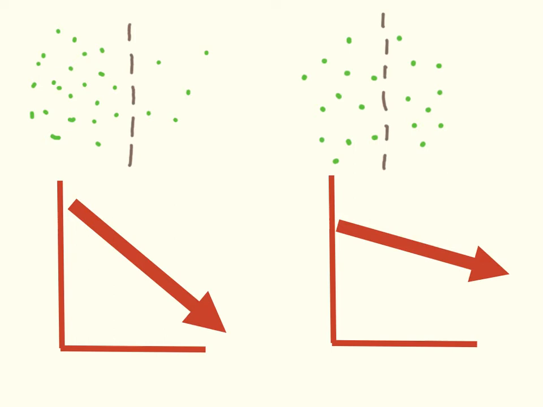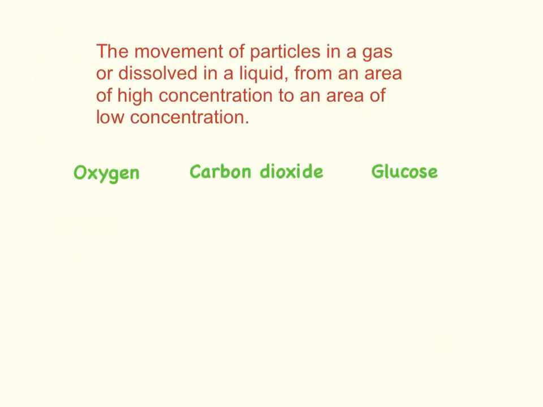So it's the number of molecules moving in a certain unit of time. So let's summarise diffusion then. Here in red it says it's the movement of particles in a gas or dissolved in a liquid from an area of high concentration to an area of low concentration.